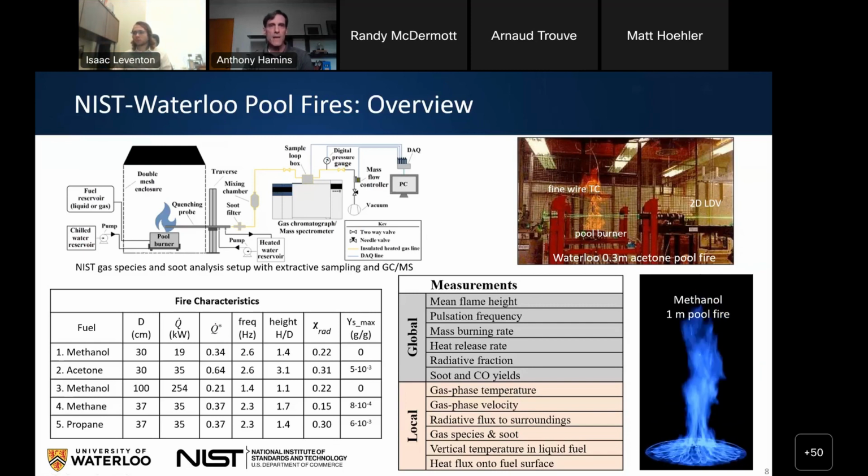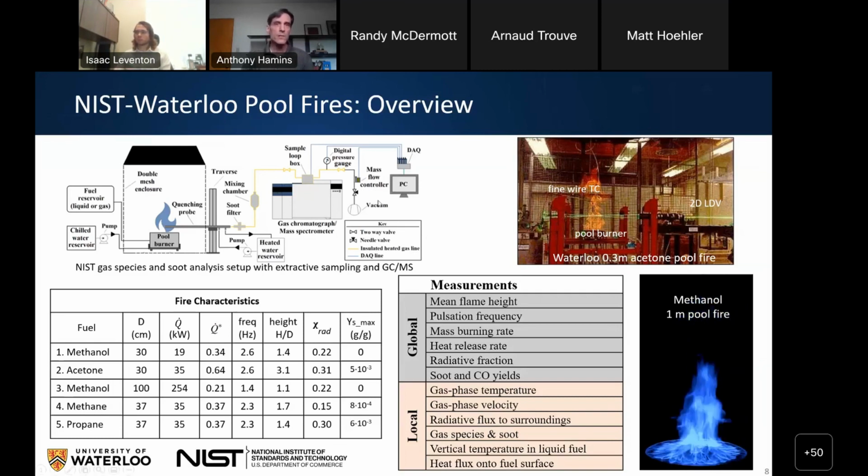The local measurements include gas phase temperatures using fine wire bare bead thermocouples, gas velocity using laser Doppler or bidirectional probes, radiative heat flux distribution to the surroundings using radial and vertical arrays of heat flux gauges, gas species volume fractions using extractive sampling and GCMS analysis, vertical temperature profiles in the liquid pools using thermocouples, and the mean heat flux onto the fuel surface using the water-cooled burner as a calorimeter for the gaseous fuels, and a small translatable total heat flux gauge for the liquid fires.